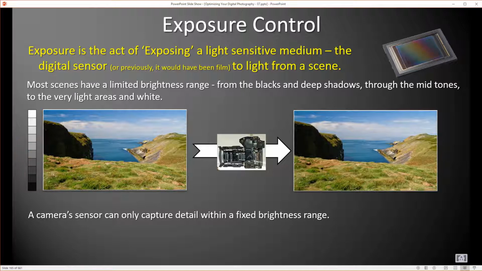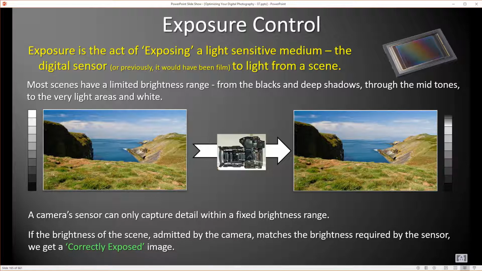A camera sensor can only capture detail within a fixed brightness range. It's got its own very bright to very dark range that the brightness must stay within in order to render a correctly exposed image. So if the brightness of the scene admitted by the camera matches the brightness required by the sensor, we get a correctly exposed image. So that's what exposure is all about, trying to match the outside illumination with that needed by the sensor.